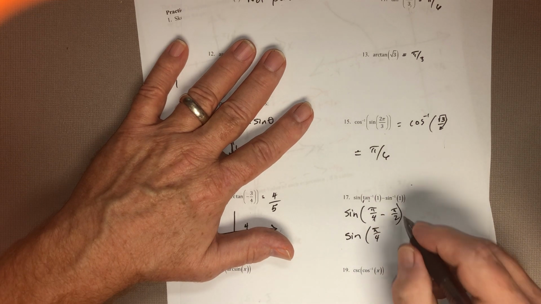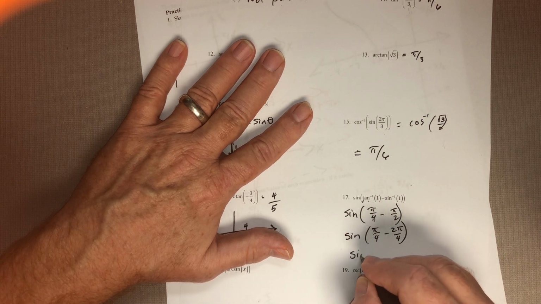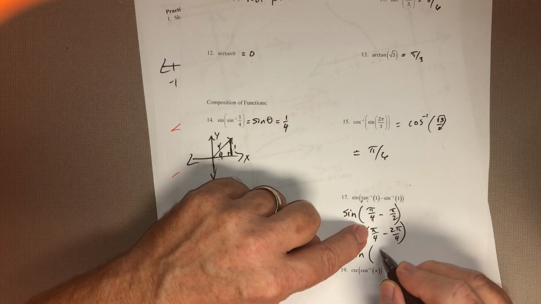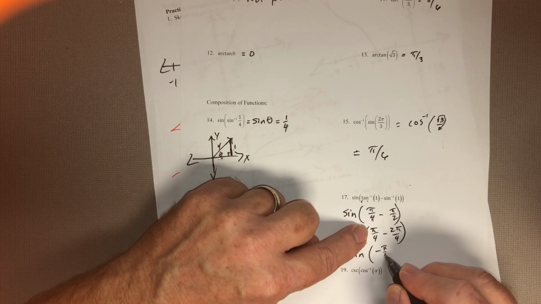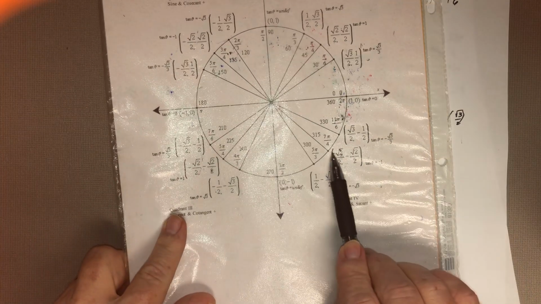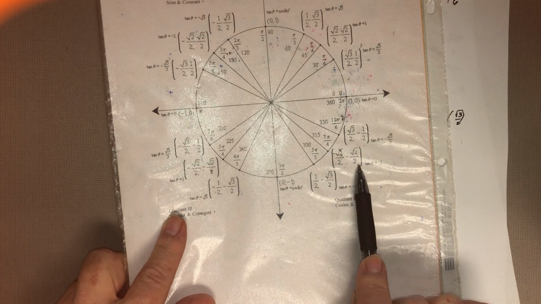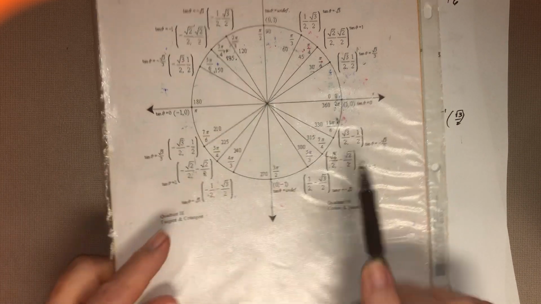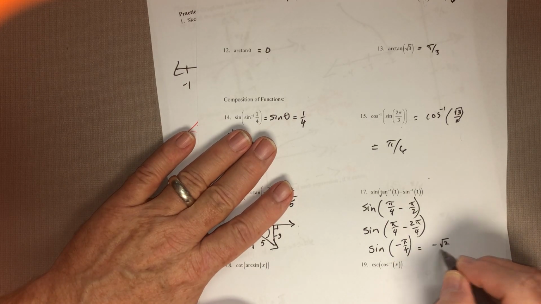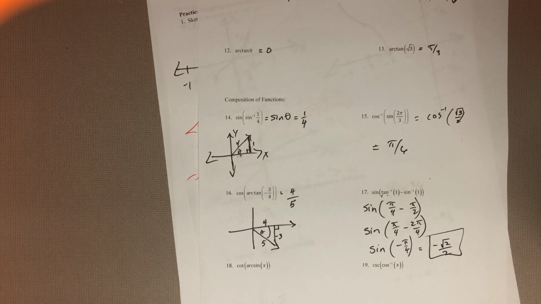It's already 4 here, so I'm going to subtract 2 pi over 4. This would be equal to the sine of negative pi over 4. All right, and the sine of negative pi over 4, this is coterminal with 7 pi over 4. The sine would be negative the square root of 2 over 2. So this would be equal to negative the square root of 2 over 2. There's your answer for number 17.